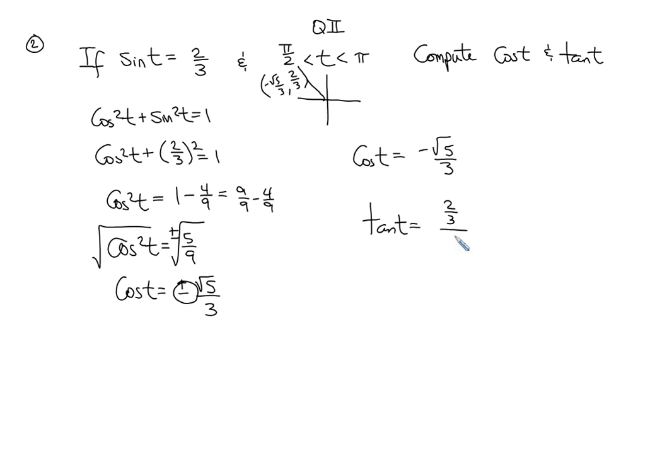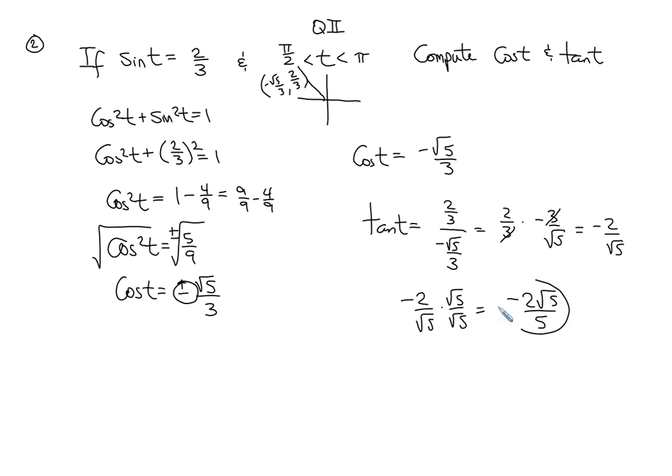So that's 2/3 divided by negative rad 5/3. That becomes 2/3 times negative 3 over rad 5. The 3's cancel, and we get negative 2 over the square root of 5. But we then have to take that and obviously rationalize it to get rid of the radical in the denominator. And so our final answer for tangent of t is negative 2 square root of 5 over 5. So that's one way to do this problem.